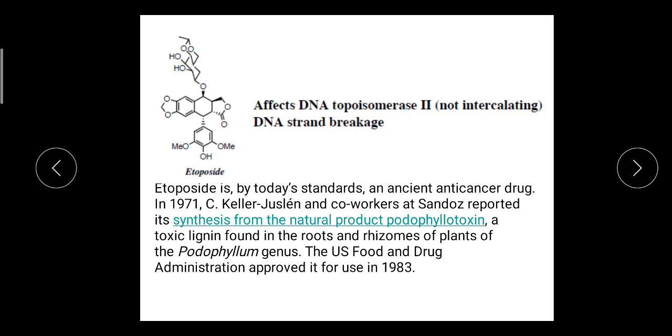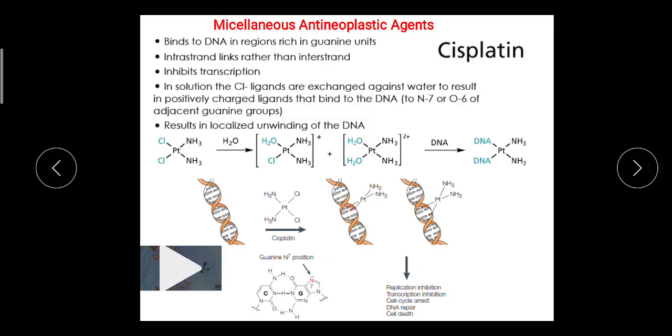Now we proceed to the last class under the antineoplastic agents. That class is miscellaneous antineoplastic agents. Under that, the first drug is cisplatin. Here the structure of cisplatin: it consists of platinum centrally, 2 amino groups and 2 chlorine groups.